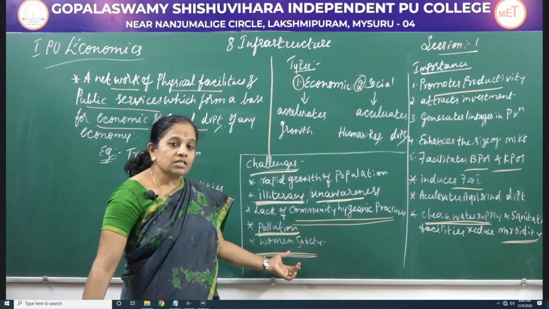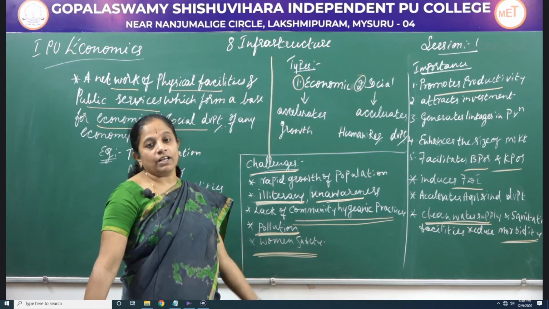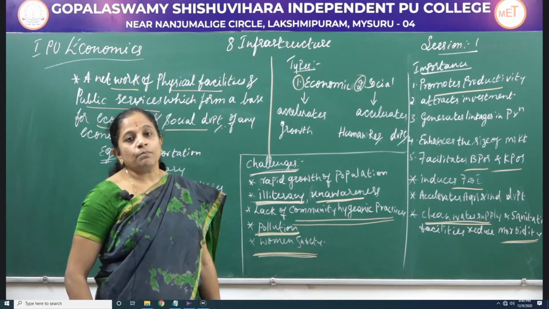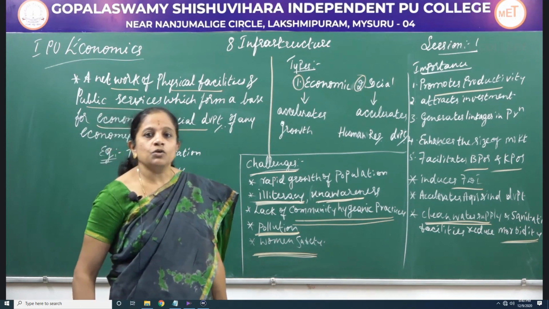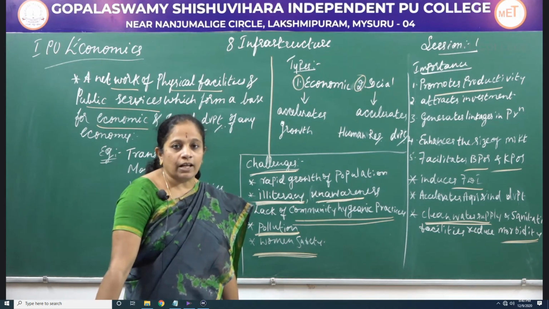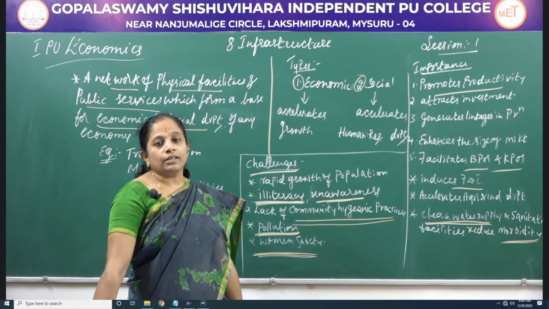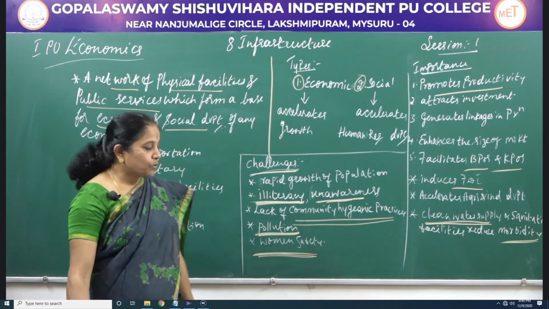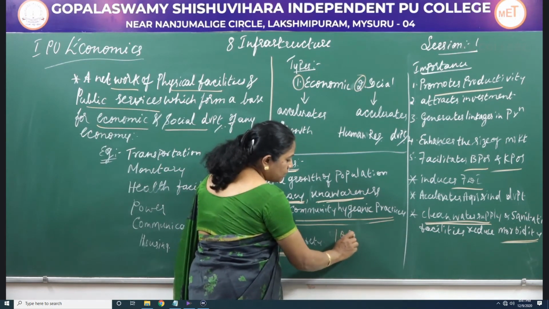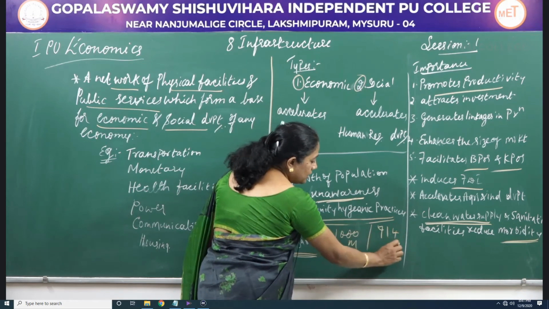Therefore, infrastructural facilities related to social awareness are very important, because women constitute 50% of the total population, and if they are not treated well, it results in slow economic growth. You all know that there is already a greater disproportion: for every 1000 males, we have only 914 females.